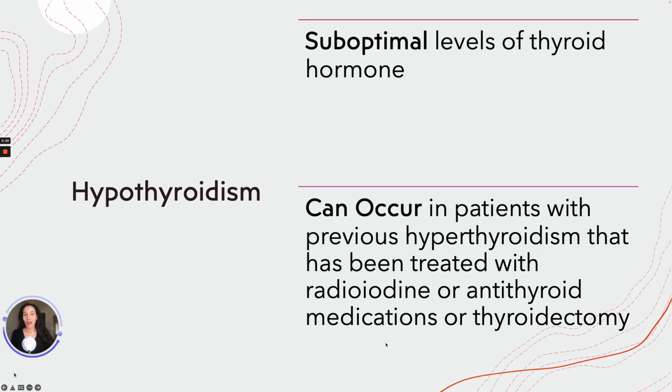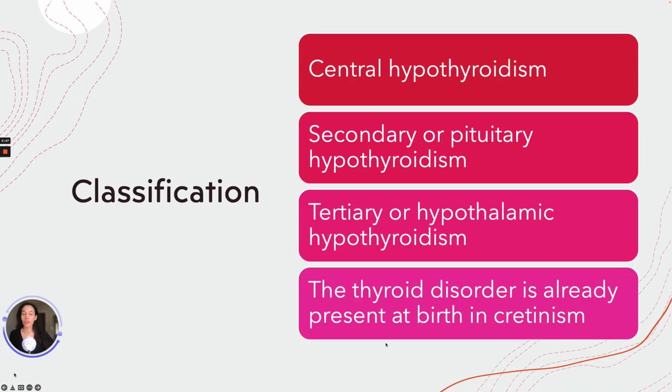So hypothyroidism is suboptimal levels of thyroid hormone, and it can occur in patients with previous hyperthyroidism that have been treated with radioiodine or antithyroid medications or a thyroidectomy. So there's different classifications of hypothyroidism.